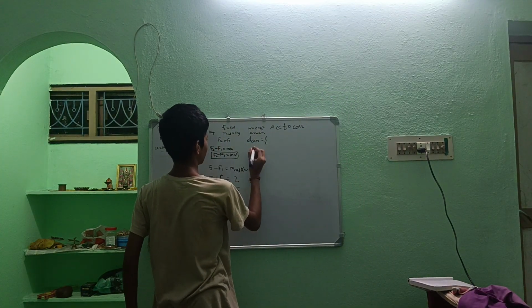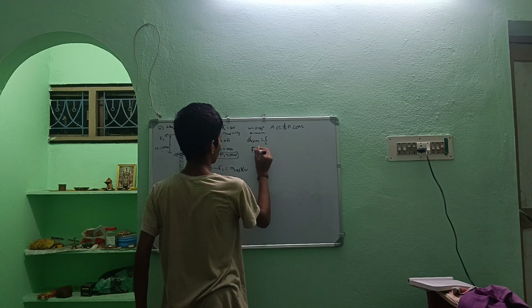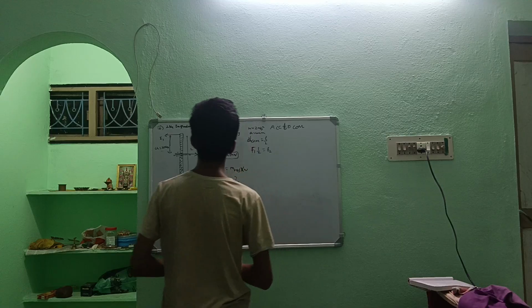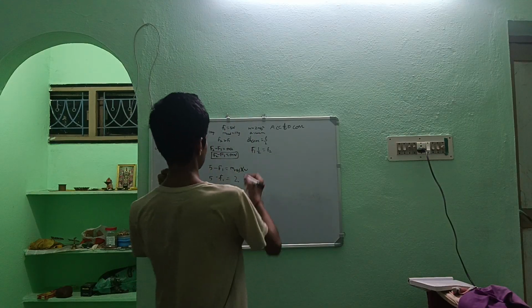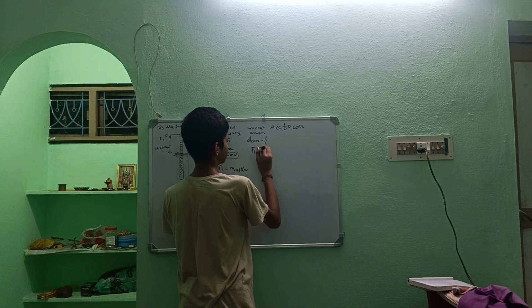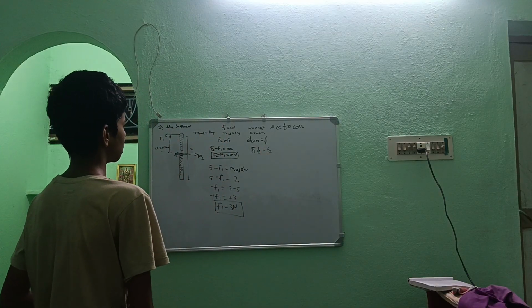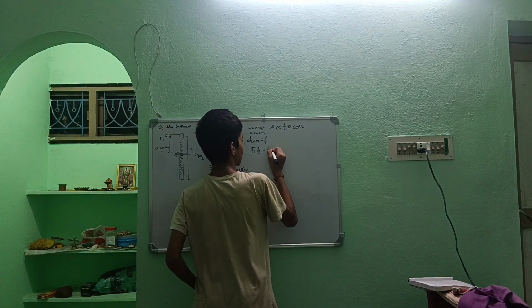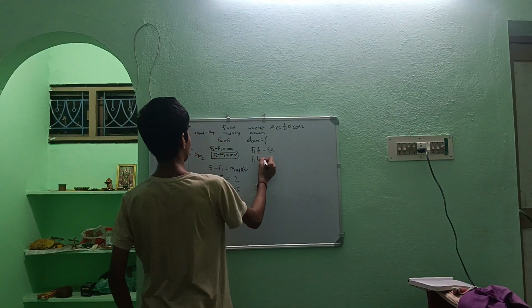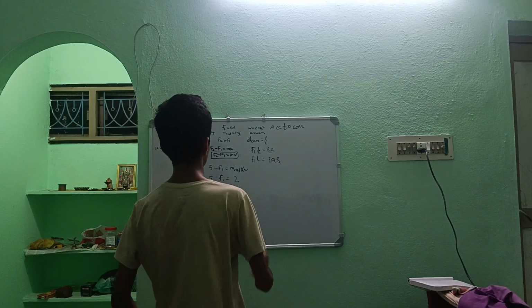F into F1, F1 into L by 2 equal to F2. Right? F2... this is not 1, this is L. Mistakes. F2 into A, so F1 into L equal to 2A F2. Right? Now it is easy.